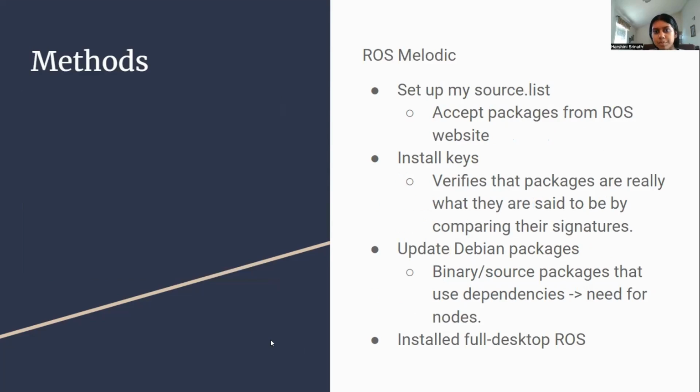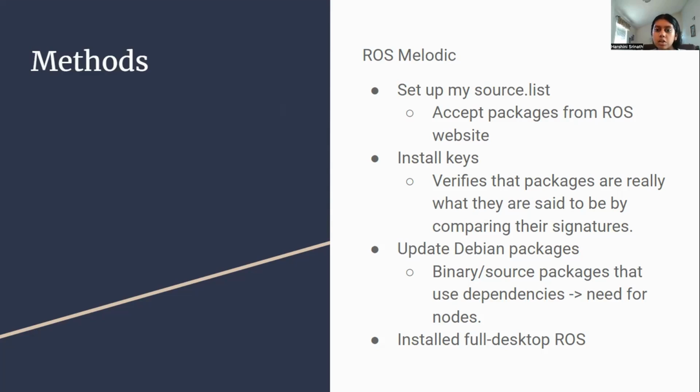And then ROS Melodic, which is what the whole topic of this paper is about. So to do that, I first have to set up my source.list to accept packages from the ROS website, because I was using various things such as the full simulations for 2D and 3D and 2D and 3D perception. So that came from the ROS website. So I had to make sure that that was set up properly.